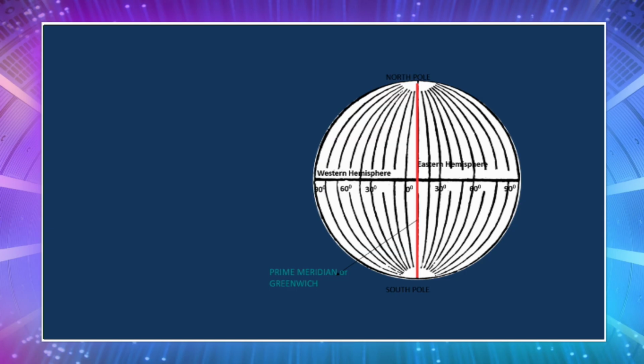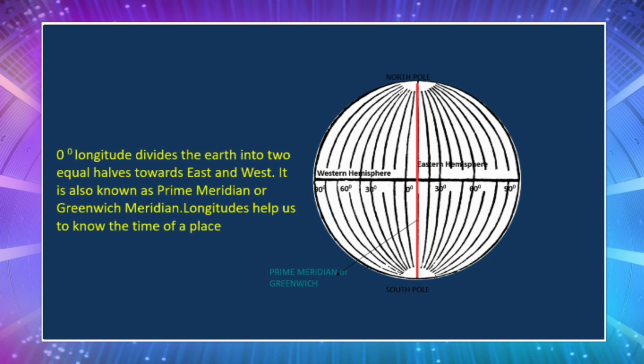It has 180 longitudes and the eastern hemisphere has 180 longitudes. 0 degree longitude divides the earth into two equal halves towards the east and west. It is also known as prime meridian or Greenwich meridian.